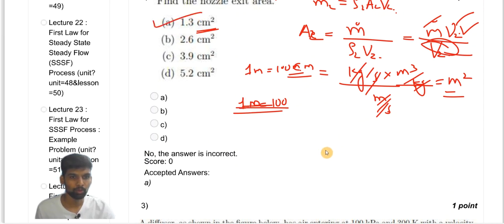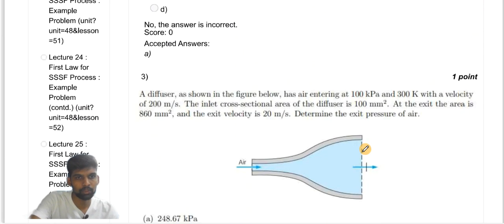I hope you got the procedure how to arrive at this. Just look at the property tables, substitute the value, and cross check the answers. You are getting it or not, and be careful with the units.